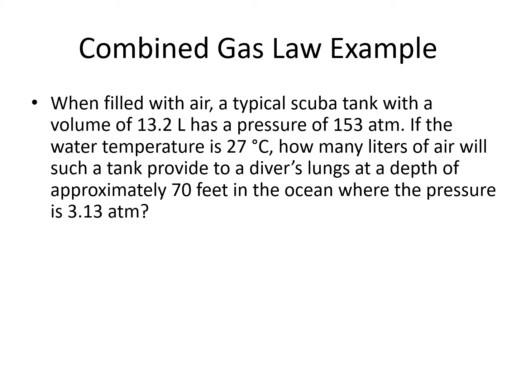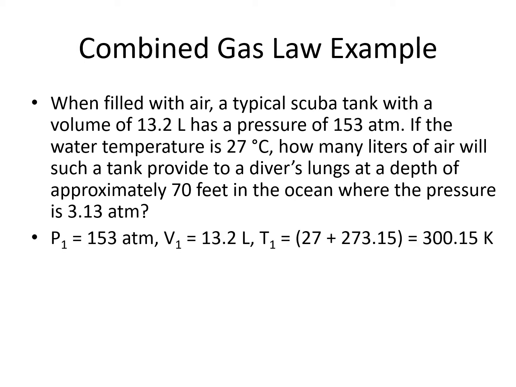First, we need to identify our variables. P1, the initial pressure of air in the tank, is 153 atmospheres. V1, the volume of air in the tank, is 13.2 liters. And T1, which must be expressed in Kelvin, is 27 plus 273.15, which makes 300.15 Kelvin.